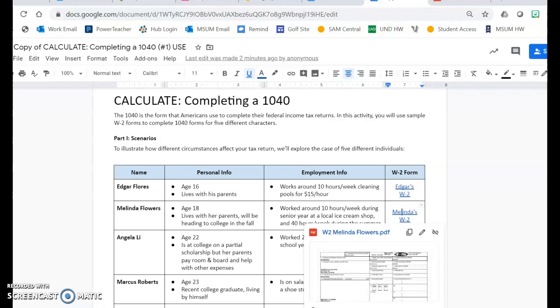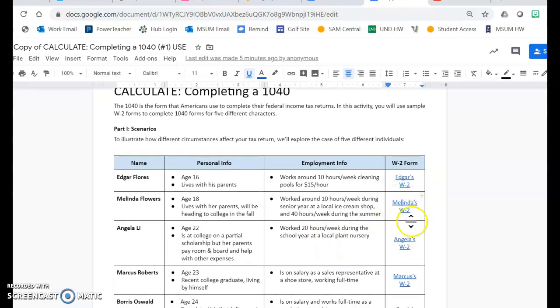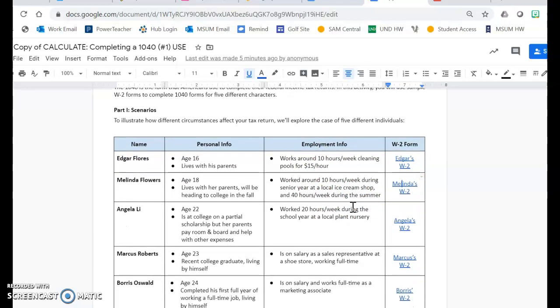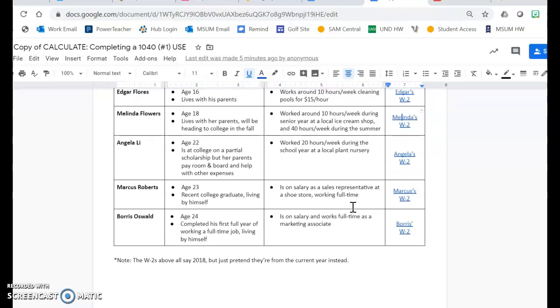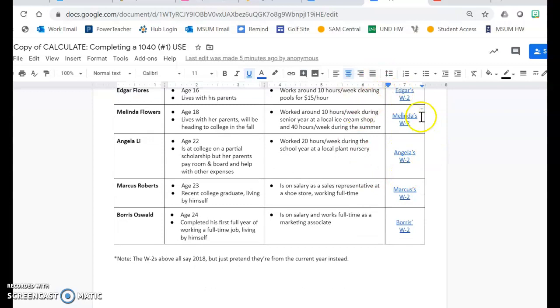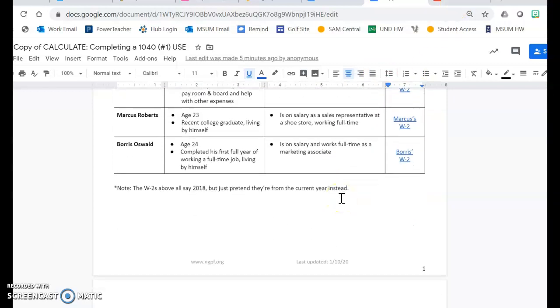So to complete this activity, we're going to have to use the W-2 forms for each of these people. We're going to have to make a 1040 form for each of them. It's different scenarios. We'll use their W-2 forms and the information about them to determine if they're going to have to pay more into taxes or if they're going to get some sort of return from taxes. So if we scroll down again, this is information we'll want to use. Again, we are going to do Melinda's together, so I'm leaving her W-2 open.